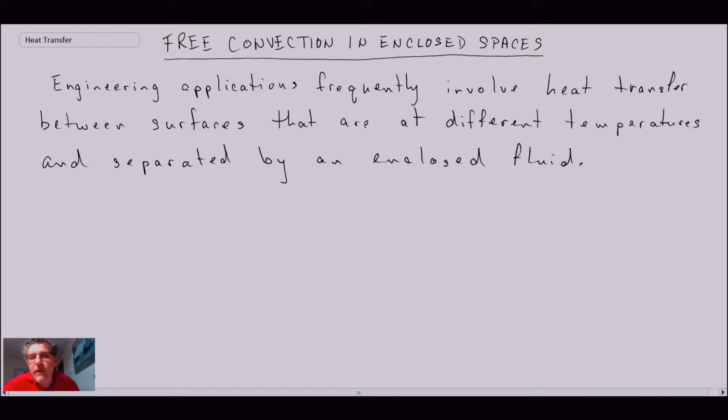When we're looking at free convection in enclosed spaces, essentially what we're looking at is two surfaces. They could be vertical or horizontal, where there's a temperature differential between those two surfaces, and there is a fluid between the two surfaces. And that fluid, due to natural convection, can heat up and be put into motion. That's what we'll be looking at when we look at free convection in enclosed spaces.